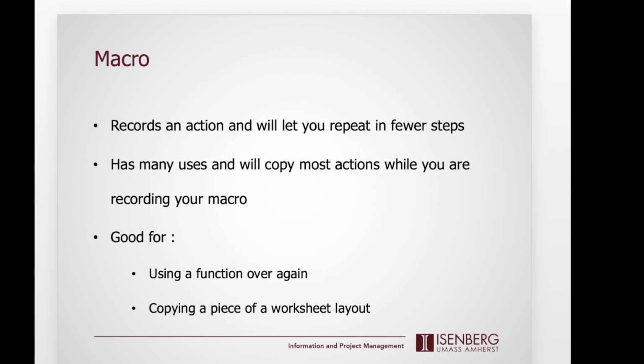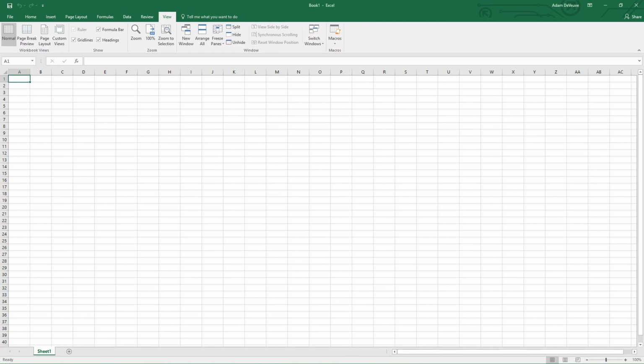First, I'll show you where to find your macros in Excel. When you go to the View tab, there's a macros section, and if you click the drop-down menu, there's an option to view your macros or record a new macro.